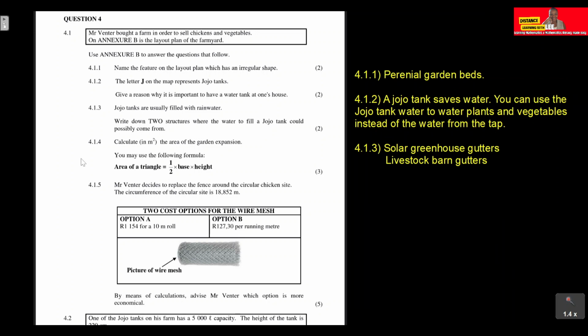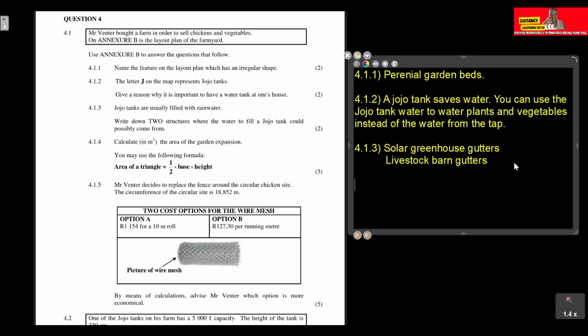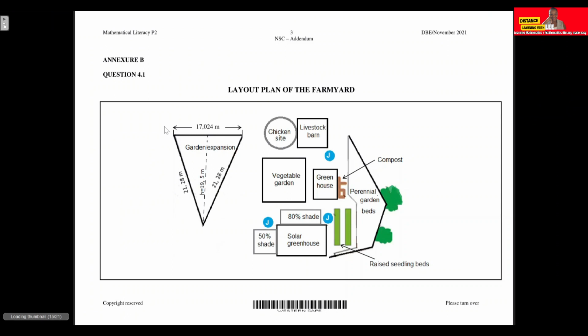Okay, question 4.1.4 says, calculate in meters squared the area of the garden expansion. You may use the following formula. So here we are already given the formula that we can use to calculate the area of the garden expansion. The area is equal to half times base times height. Here we are calculating the area of a triangle, that is the garden expansion.